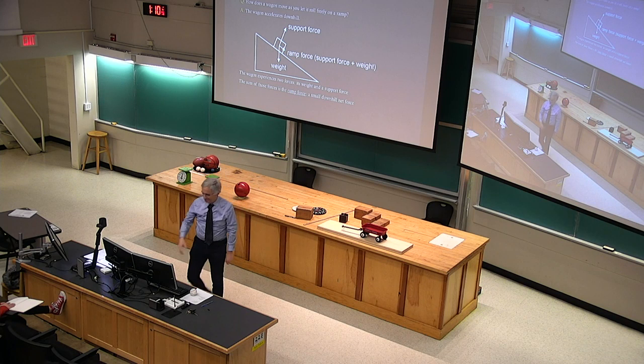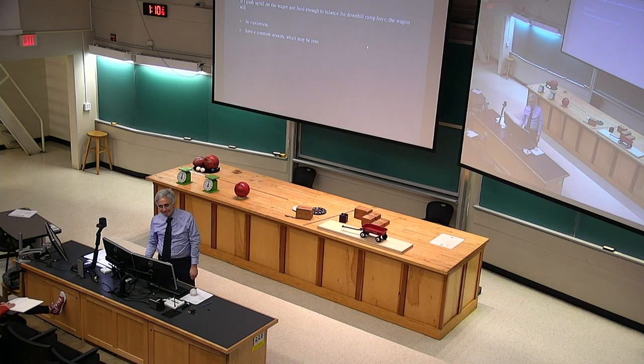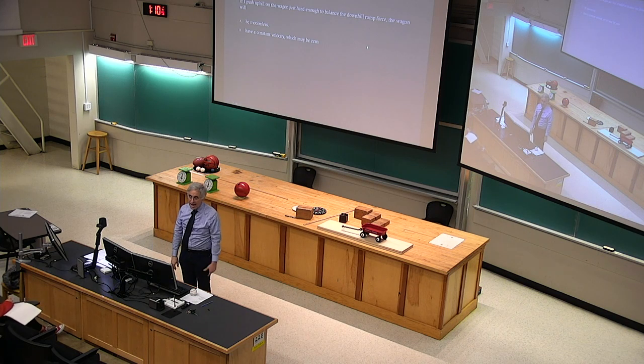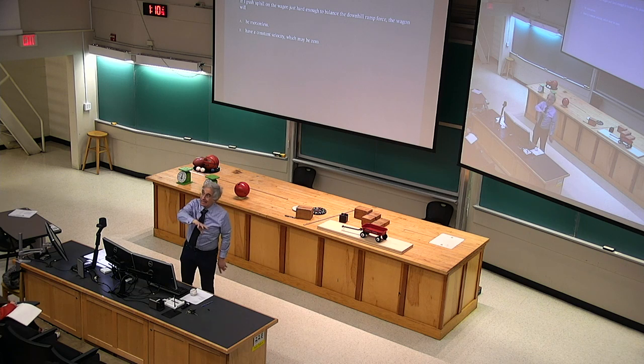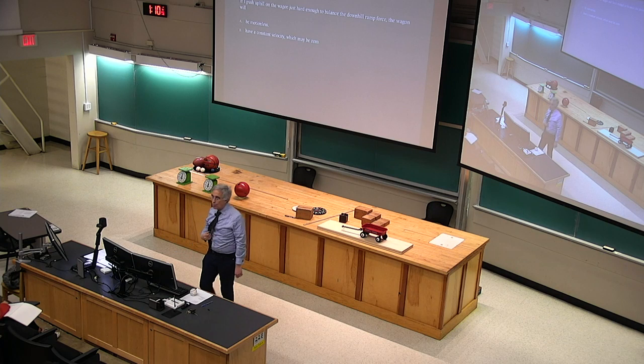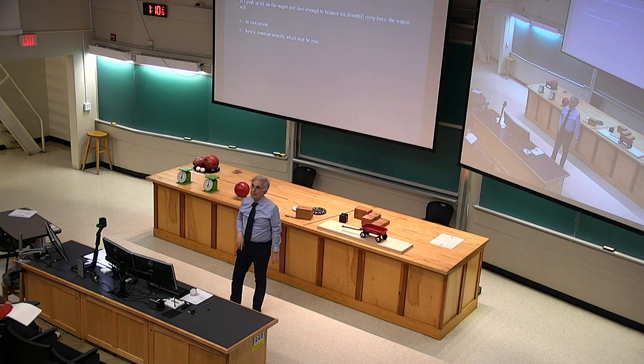Yeah. All right. If I push uphill on the wagon just hard enough to balance that downhill ramp force, so I am going to add a third force. Weight, support force, together they make ramp force, and my hand. What's going to happen to the wagon if I exactly balance the ramp force? You okay with the question?